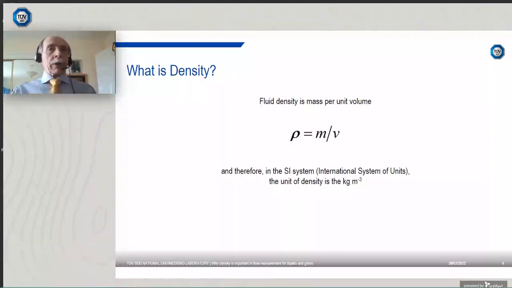So let's start with the obvious. Let's get an equation in there, get it out of the way right at the start. What is density? It is mass per unit volume. So in the SI system, the International System of Units, the unit of density is therefore kilogram per cubic meter.